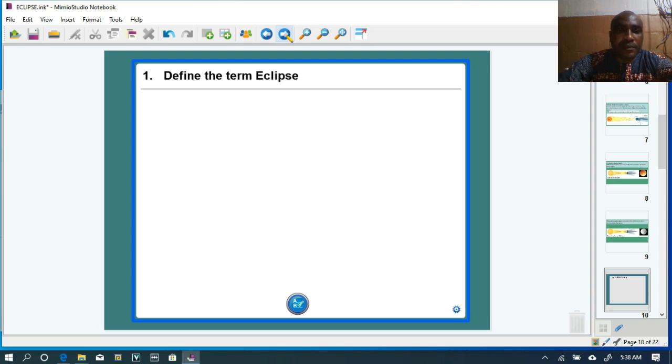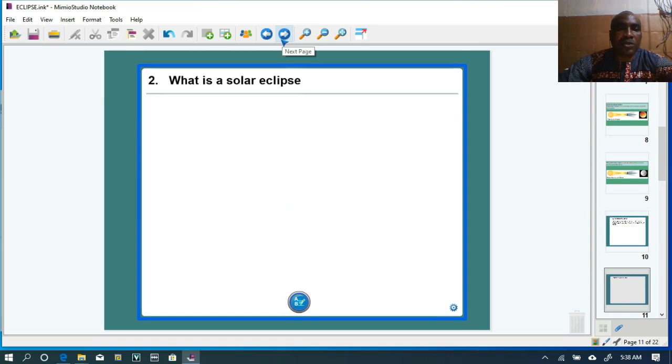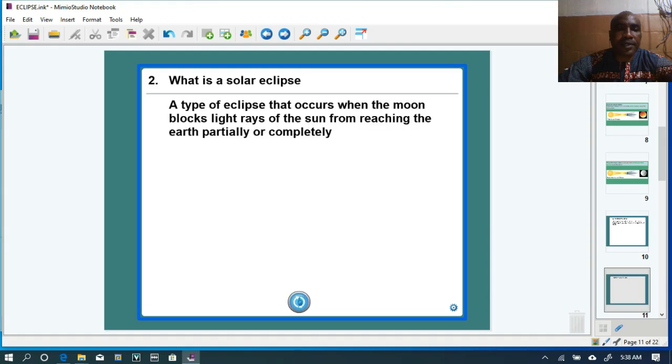Evaluation. Question 1. Define the term eclipse. Solution. An eclipse occurs when the rays of the sun are completely or partially blocked by the moon or the earth. Question number 2. What is a solar eclipse? It is a type of eclipse that occurs when the moon blocks light rays of the sun from reaching the earth partially or completely.